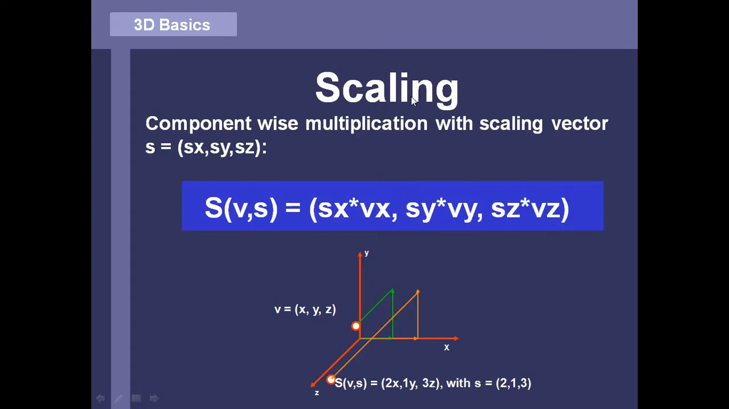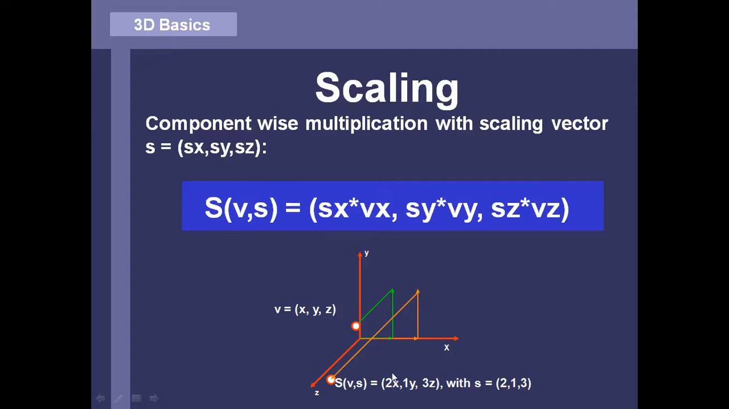What is scaling? The component-wise multiplication with a scaling vector. You just take any vector V and multiply it by this scaling vector S: Sx into Vx, Sy into Vy, and Sz into Vz. Sx, Sy, Sz just imply what the scaling factor is for x, for y, and for z. If Sx, Sy, and Sz are equal, meaning the scaling is uniform, then it is only S into Vx, Vy, Vz. So this V is a vector x, y, z.